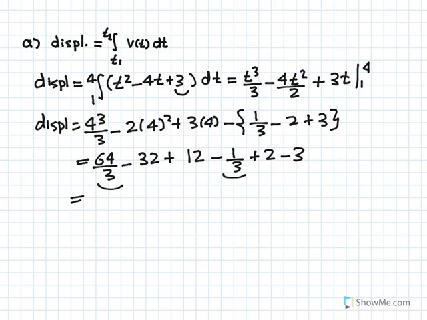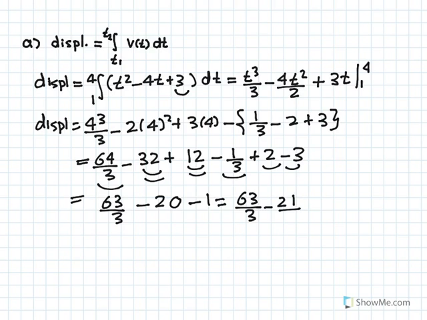Now 64 over 3 minus 1 over 3, that's going to be 63 divided by 3. And minus 32 plus 12, well, 12 minus 32, that's minus 20. And 2 minus 3 is minus 1. So we get 63 over 3 minus 21. And write this over 1 and take a common denominator. 3 goes into 3 one time, we get 63, minus 3 goes into 1 3 times 21 is 63. That's equal to 0. Therefore, we can say that the skateboarder has a net change in position of 0 meters.